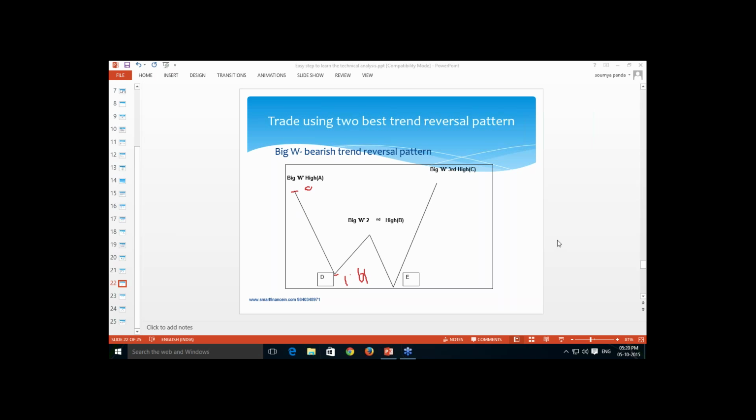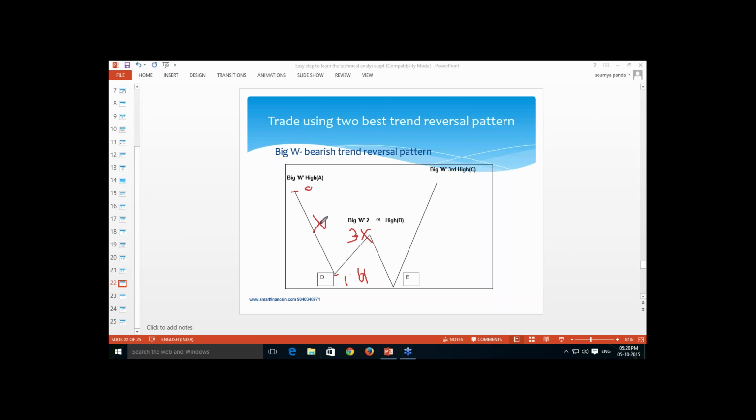Suppose you do not have an understanding of those things, then you must follow the pattern's original rule. Original rule in the sense: if A to D has taken X time, how much time it has taken to form A to D, then D to A should not take more than 3x time.